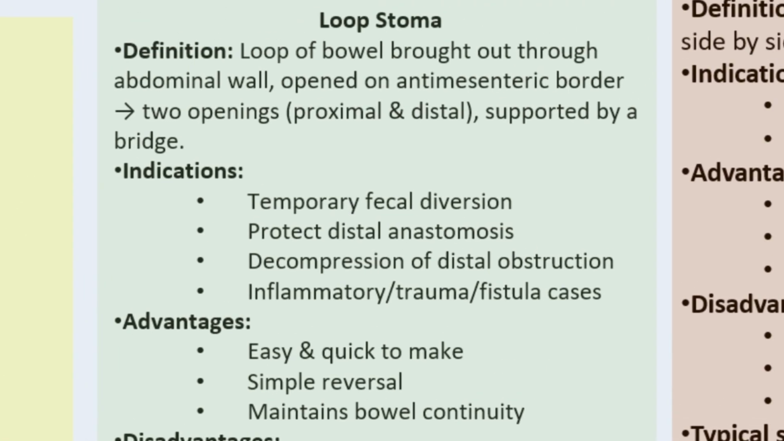So the construction, we can have the loop stoma. What happens in a loop stoma is that the loop of bowel is brought out through the abdominal wall, opened on the antimesenteric border, so the mesentery is not dissected, it's left there, and then we create just an opening above. So we shall have two openings, the proximal and the distal, but they are supported by a bridge on the underside, done with the mesentery.